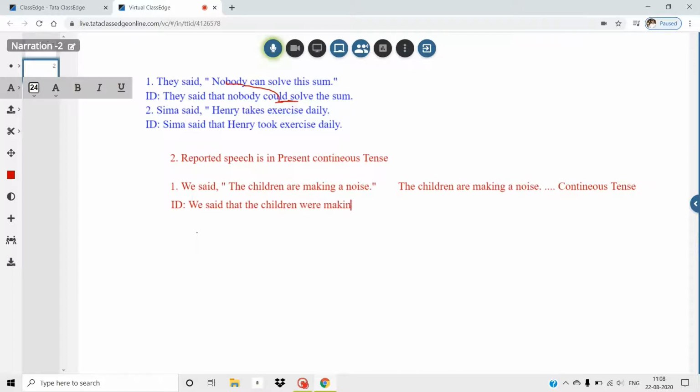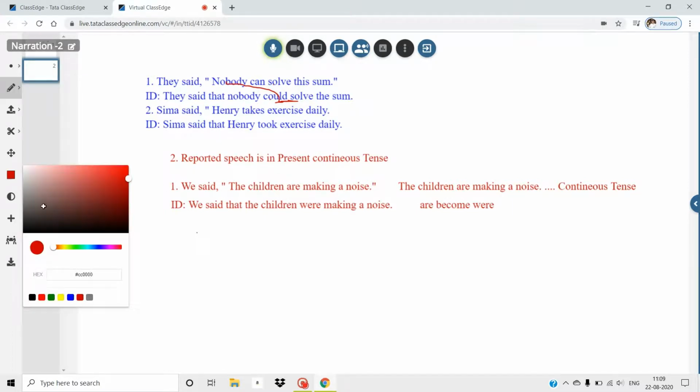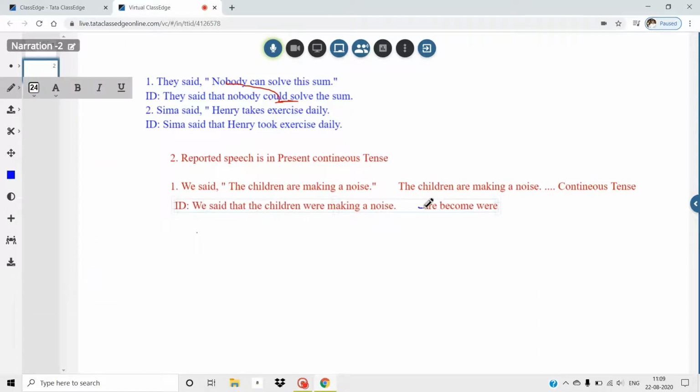were making a noise. So here, what is the change? Are becomes where. Are is present tense. Now it becomes past tense. Okay, you can see here, are has become were.